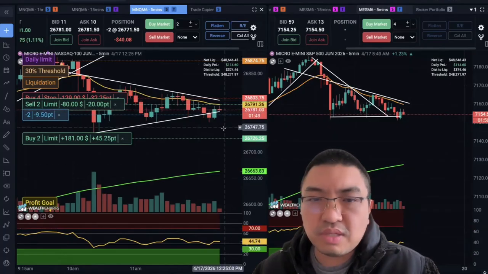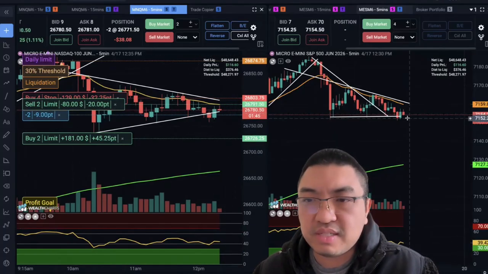So NQ will probably need to follow because the overall market wants to go down. That means if ES can engulf this, but if ES cannot, then that means something.